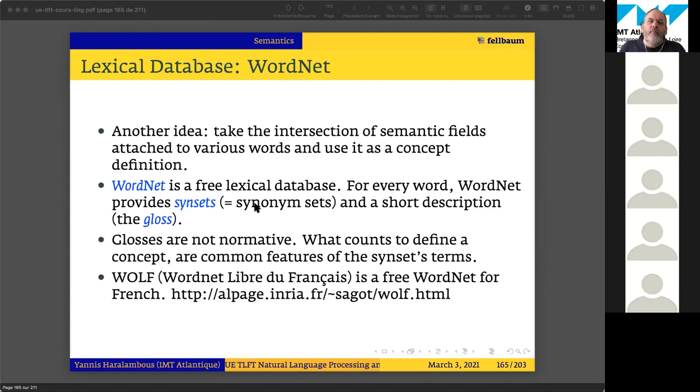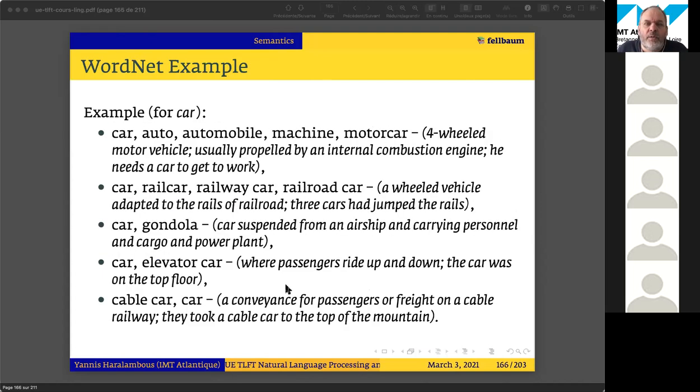Then you have approaches based on tools. So WordNet is a tool, it's a resource. And it's a very specific resource because it has this interesting concept of synsets. A synset is a set of synonyms. And together, these synonyms identify, represent a given concept.